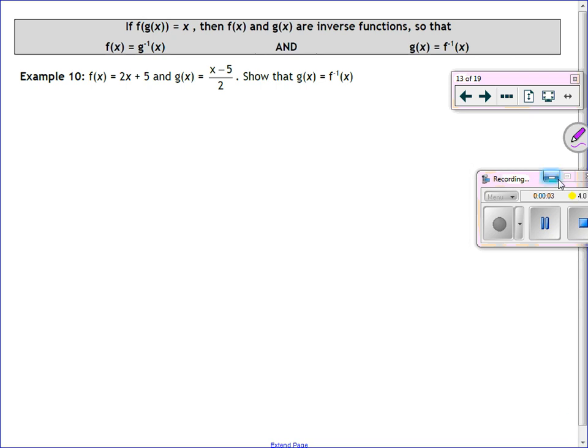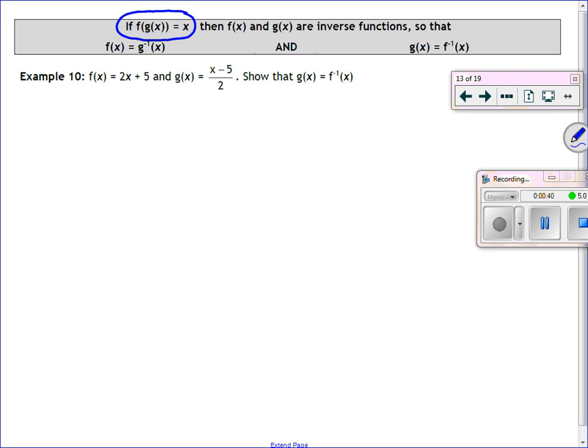Hi there. Today I would like to look at proving that functions are indeed inverses of each other. A little bit of information that I need you to learn is that if we compose two functions, let's call them f of x and g of x, and the result of that composition gives us the value of x, then that in itself is proof that f of x and g of x are inverses of each other.